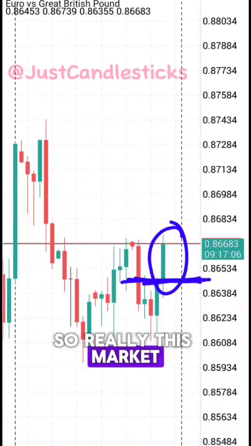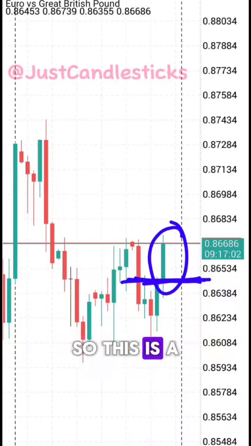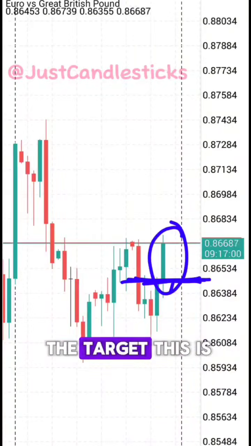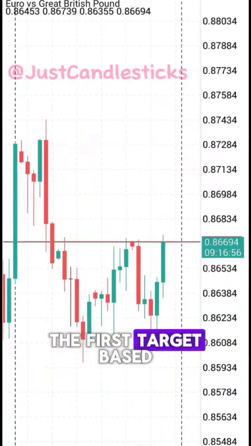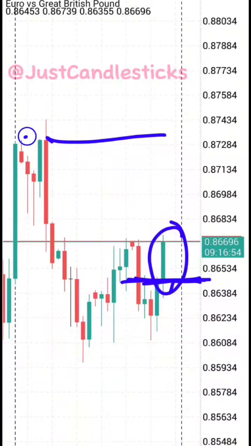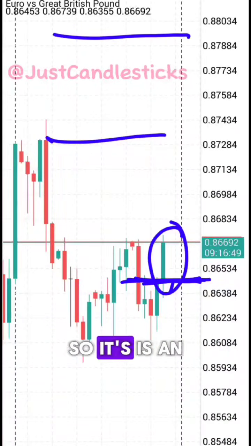So really this market is a buying chart right now. So this is a trade and this is the target. This is a target here. This is the first target based on daily, and based on monthly is above here. So it is an amazing thing.